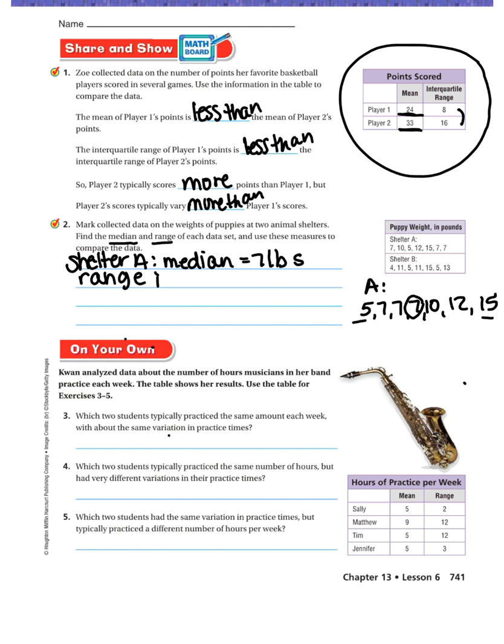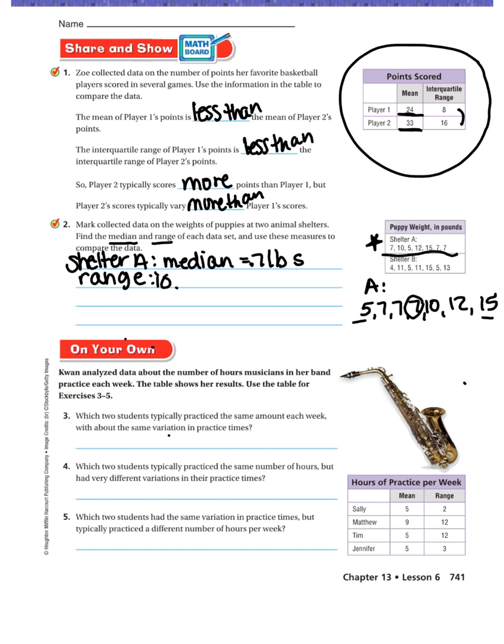Okay, sorry, I made a mistake there because I thought these numbers were already in order and they were not. So first thing you need to do is look at shelter A, look at the numbers, and put them in order from smallest to greatest, which is what I did right here. So I have 5, 7, 7, 7, 10, 12, and 15. After they are put in order, you need to choose the middle number, which is 7. So the median is 7 pounds. The range, now we're going to do 15 minus 5, which we know is 10.